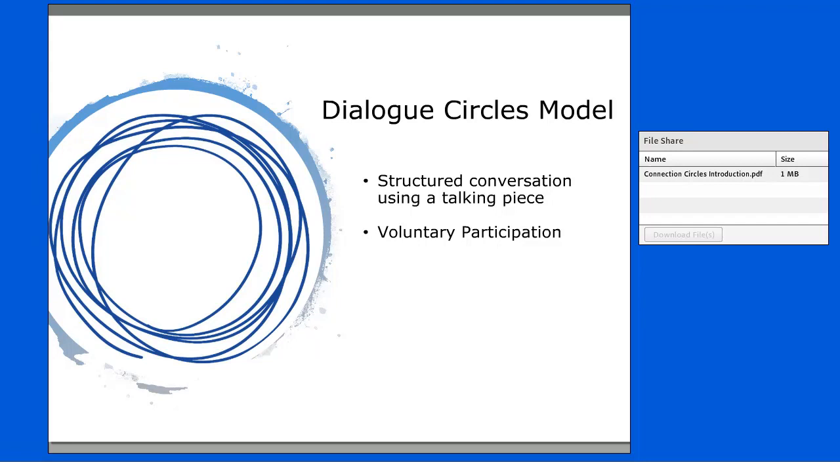These are voluntary conversations. No one is forced to participate, and if they choose to participate, they're not forced to speak. They may pass. There's no crosstalk or debate in a circle, meaning that all voices are heard and all participants are both speakers and listeners. The program does not seek to actively teach skills. All responses are accepted.